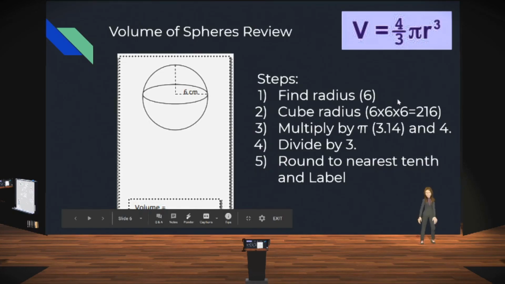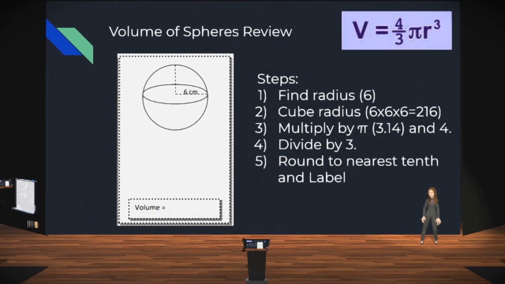Here is a sphere where the radius is 6. So we're going to cube that radius. So in your calculator, please type in 6 times 6 times 6. All right, and you should get 216.